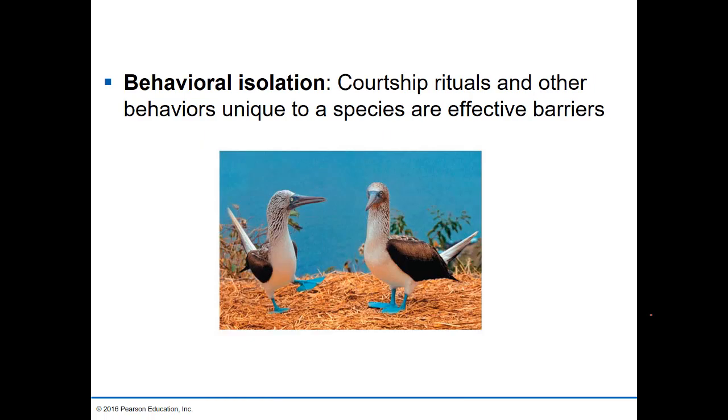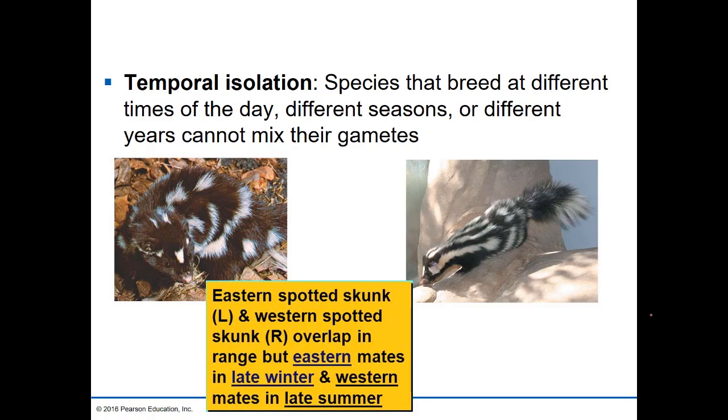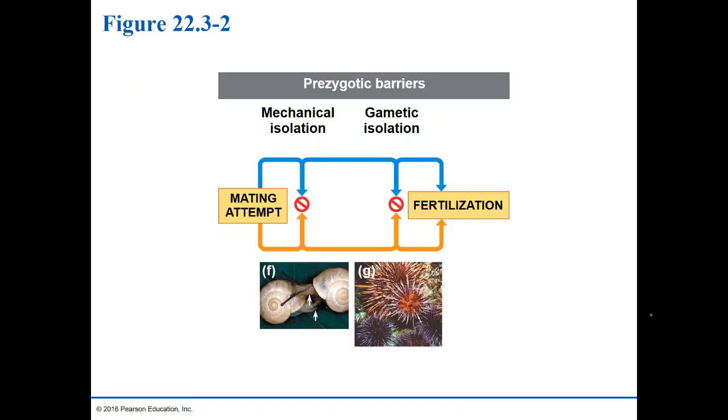Behavioral isolation is related to courtship rituals and other behaviors. So one example is a little bird called a blue-footed booby, and different species of these birds have specific courtship behaviors, and if they don't do exactly what they know that their mate should do, they're not going to mate with one another. So this one would be probably one of the more rare things, temporal isolation also being a little bit rare, but habitat isolation being the more common of the prezygotic barriers.